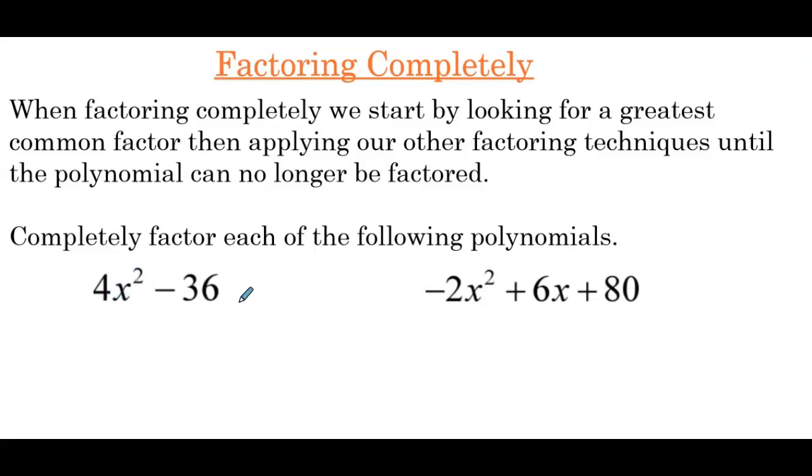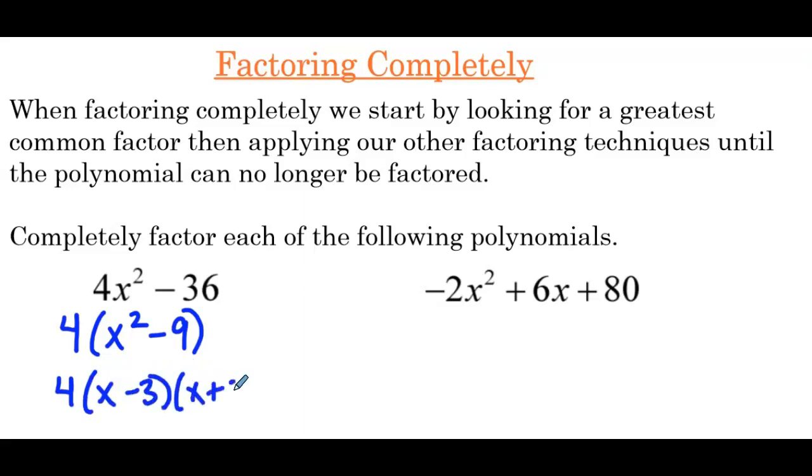So the greatest common factor of these two terms is 4. So we'll factor out a 4. That will leave us with x squared minus 9. And now x squared minus 9 can be factored with the difference of two squares. So we're going to have 4 times (x minus 3) times (x plus 3). And there we have 4x squared minus 36 completely factored.